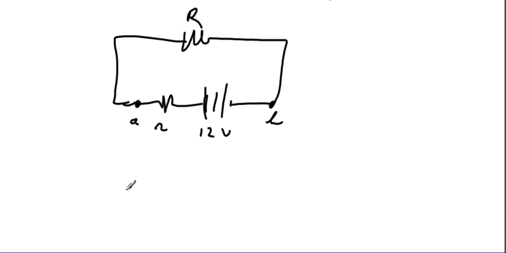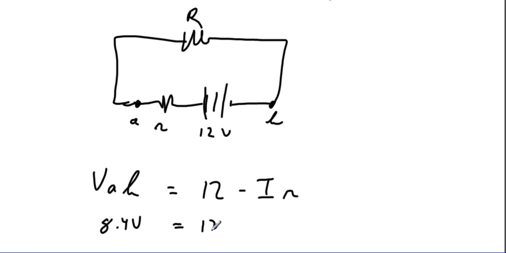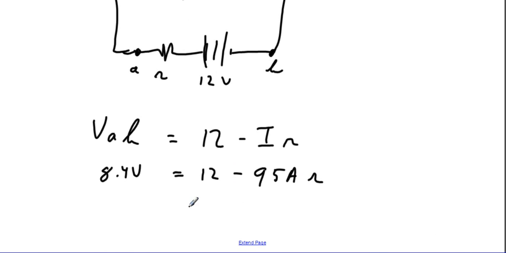Okay, so the voltage A to B has to be whatever the voltage of the battery is minus the current going through it times the internal resistance. We know the voltage A to B, 8.4 volts. We know it's a 12-volt battery, and we know the current's 95 amps, and we want to know what little r is.